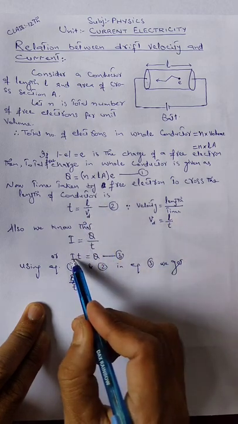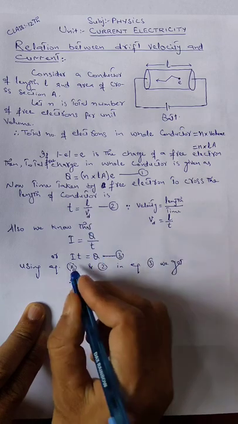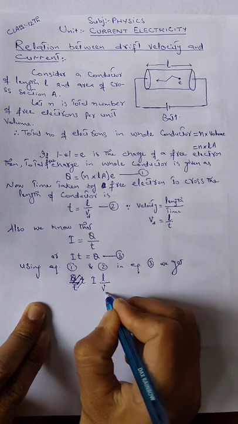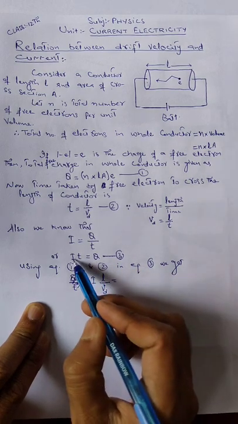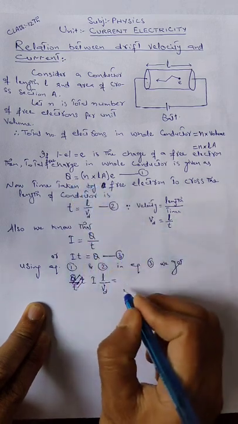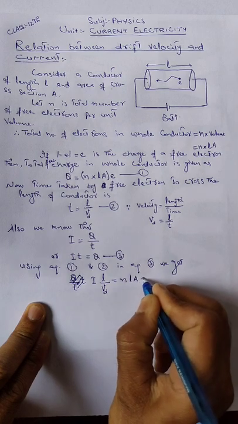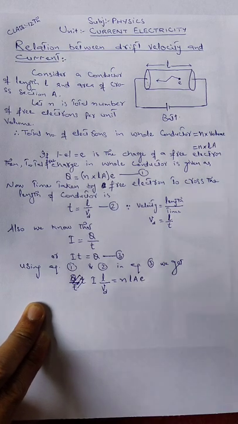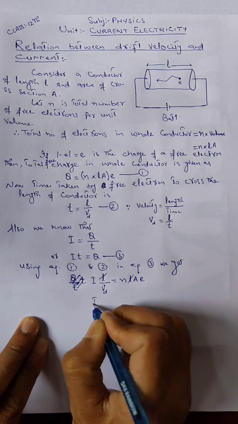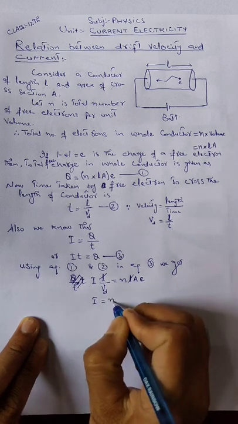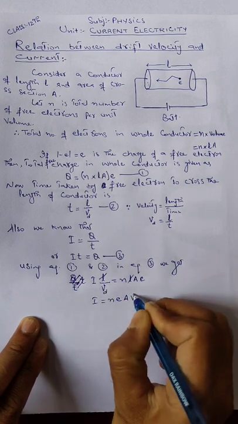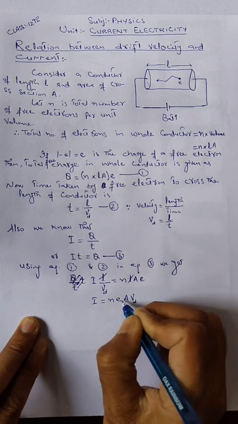See, I is here and T is here, so I is like this, and the value of T is L over Vd, is equal to Q. What's the value of Q over here? Q is equal to NLA into small e. This small e is the charge of a free electron. And this L and this L get cancelled out. We'll get I is equal to NEA Vd.